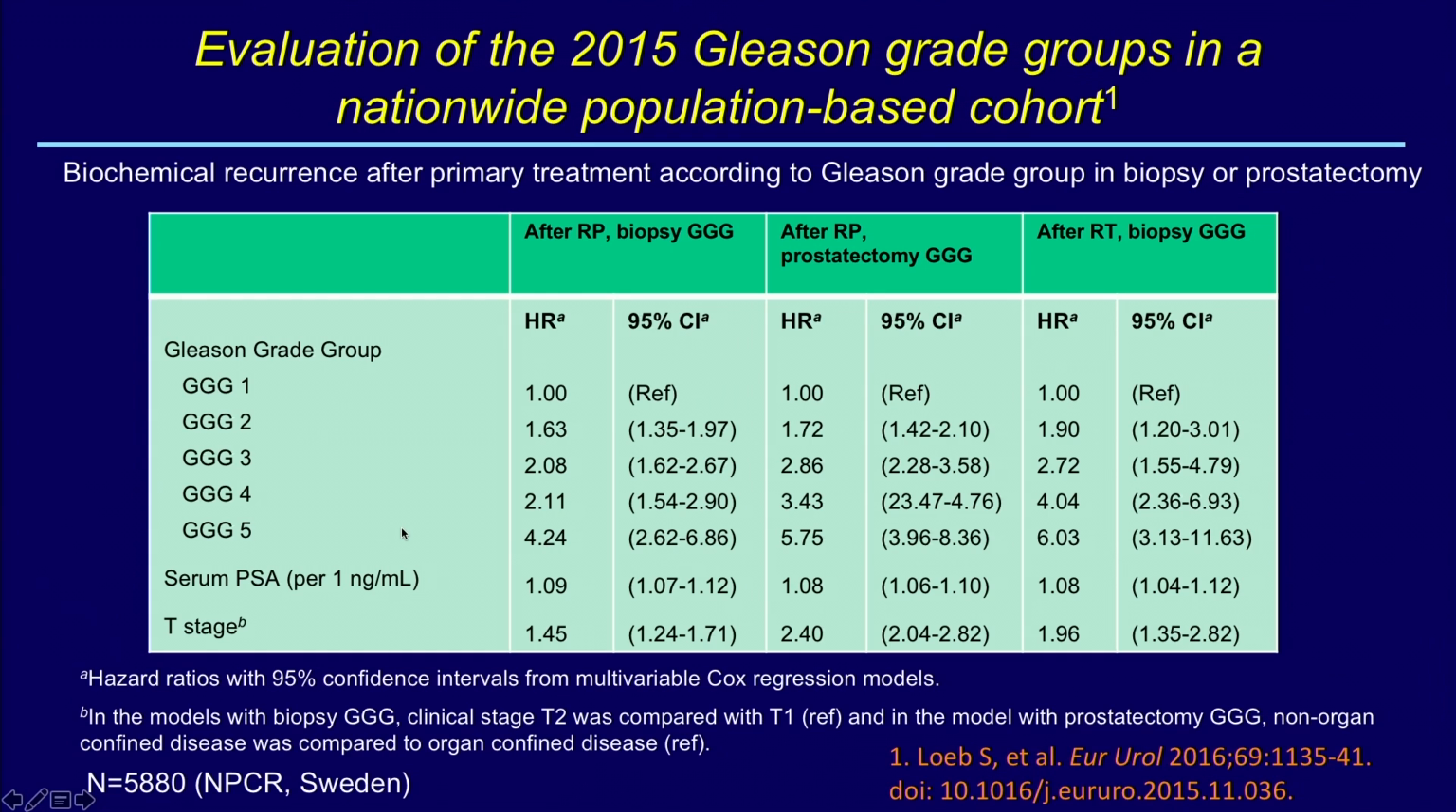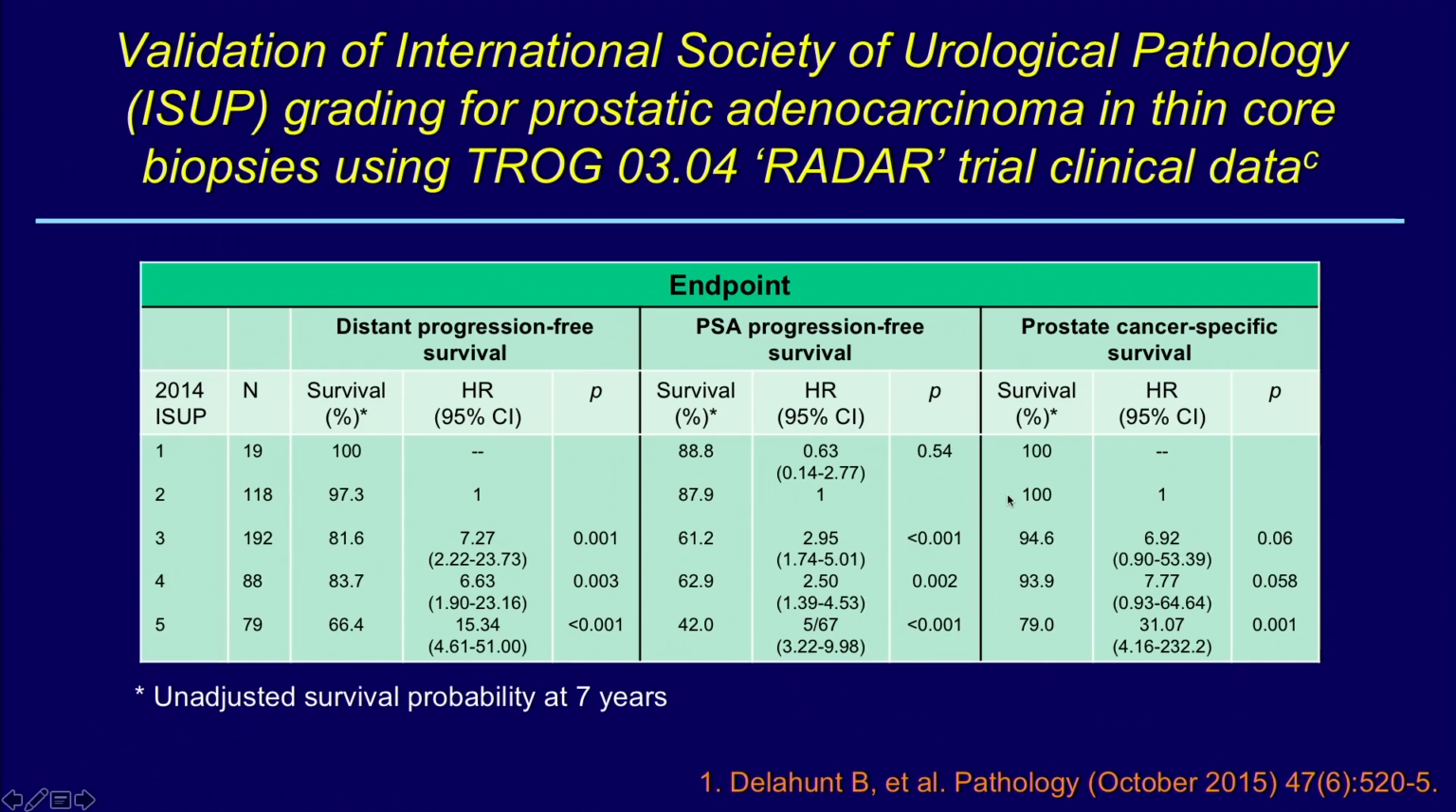This is from the National Prostate Cancer Registry in Sweden, and they looked at the grade groupings as shown, and you can see here the hazard ratios for biochemical recurrence over time. This is the biopsy grade as a tier for hazard rate for recurrence. This is the radical prostatectomy grade as a hazard ratio for recurrence, and even after radiation therapy. The radiation therapy group really looked at this.